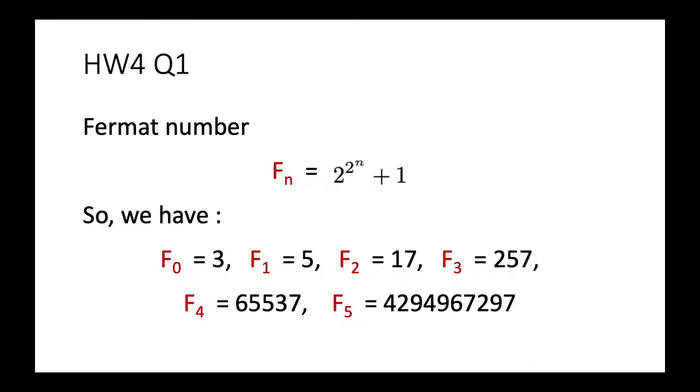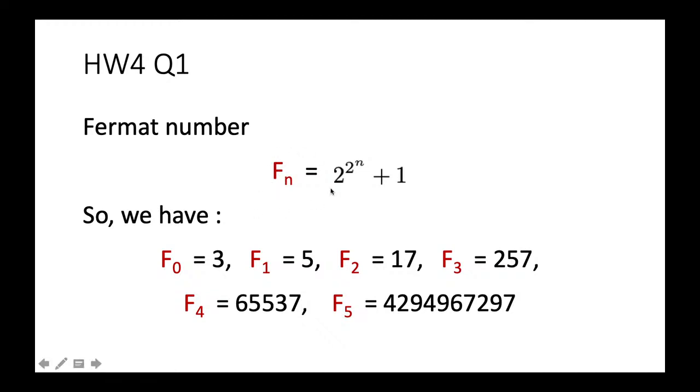So when n is equal to 0, f of 0 is equal to 2 to the power 2 to the power 0, which is 2 to the power 1 plus 1, and it is equal to 3. And then f1 is equal to 5, f2 is equal to 17, f3 is equal to 257, f4 is equal to 65537. So actually, up to this point, all these Fermat numbers are all prime numbers.